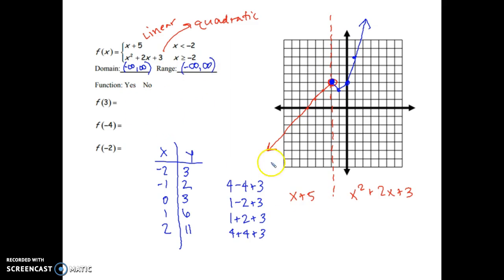To look and see if it's a function, it's got to pass the vertical line test, which it does because here is our only area of concern, and there aren't 2 points.